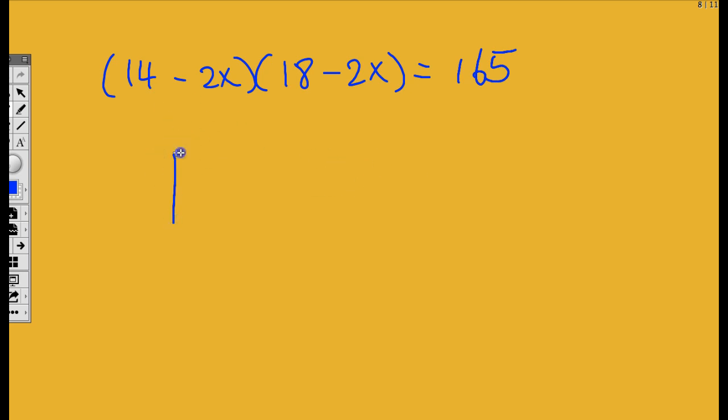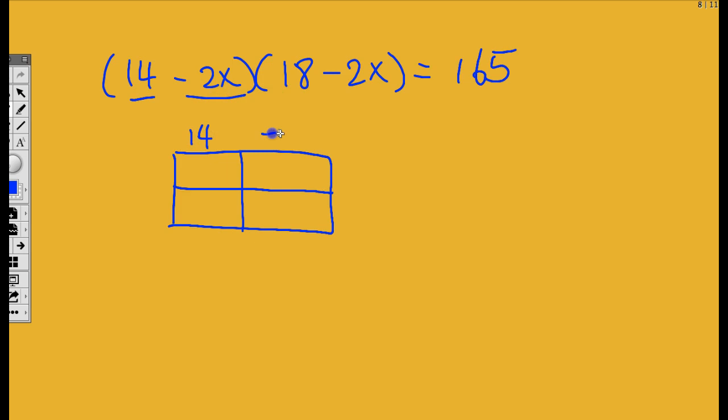So what I'm going to do is draw my big box because I have to multiply. In between the two parentheses, I don't see any pluses. That means I have to multiply. So I'm going to put 14 over here, minus 2x over here. I'm going to put 18 over here, and minus 2x over here. And then I have to multiply. 18 times 14, ooh, it's kind of big. What is it, guys?